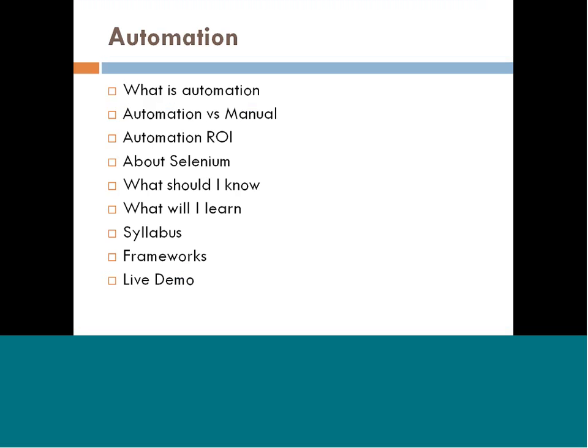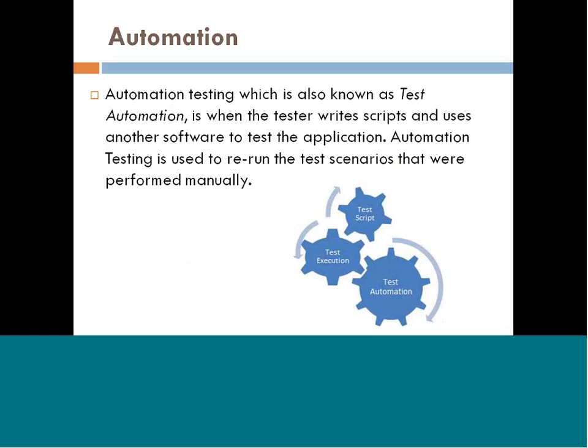So the first basic question is, what is automation? In today's world, automation testing, which they also call test automation, is the process where a tester starts writing his own scripts and uses another software to test his own application. Automation testing is really used to rerun the test scenarios that are created by manual testers. When you look at this diagram, it's high level, showing the test script, the execution, and the test automation. That's how they are not tightly coupled.